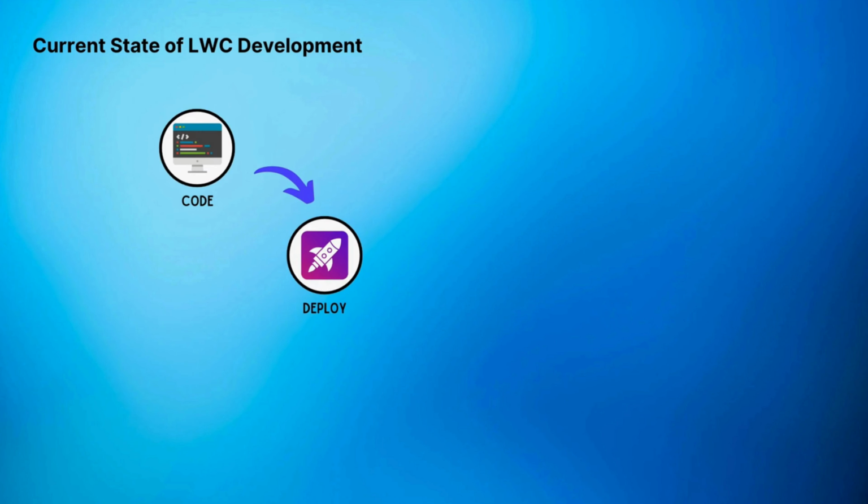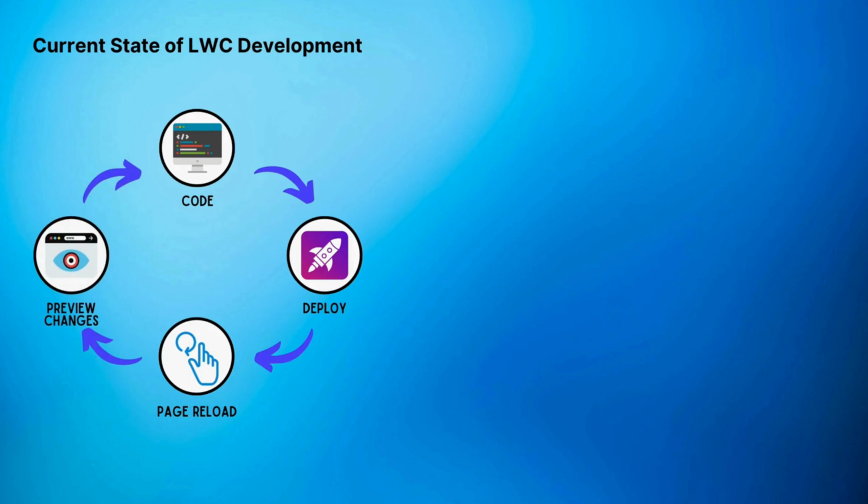Traditionally, whenever we develop any custom LWC component, there are 4 stages that are part of the development lifecycle. First, we need to code the component, then we have to deploy the component, next we have to reload the page, and only then will we be able to see the changes. If you compare this process with other front-end development frameworks like React or Angular, you will see that there are only 2 stages. A developer would code the changes and be able to see them right away in the browser without having to follow a deploy and page reload cycle.